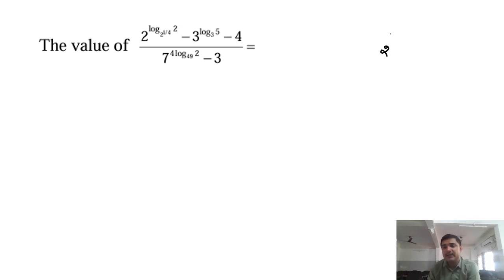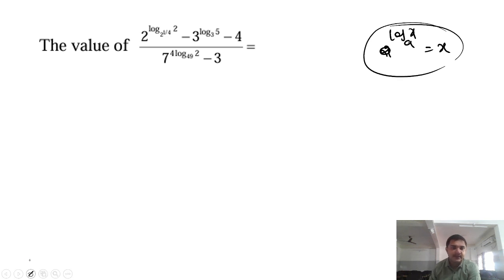One more question, everyone. Again, the same property, you will be using: a power log x base a is actually equal to x. Yes. Now in that case, tell me. Hello, yes, my voice is clear here. Okay, so here what I can use, everyone.